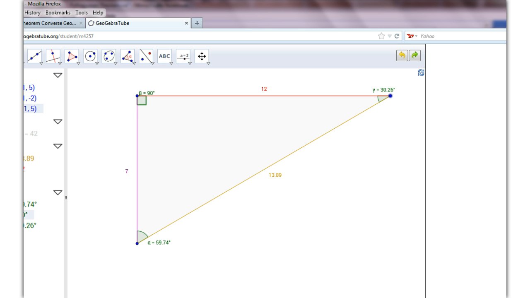Here we do have a right triangle. This box up here at the top is 90 degrees. So we do have a right triangle, and 7, 12, and 13.89 would form a right triangle. But if you notice, if I just move this red segment and make it a little smaller, there's 11. Okay, now we don't have a right triangle anymore.